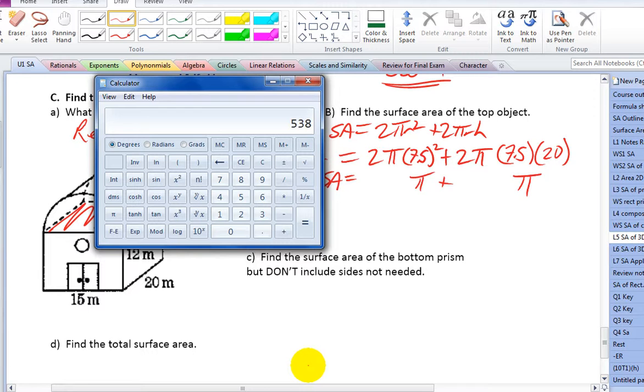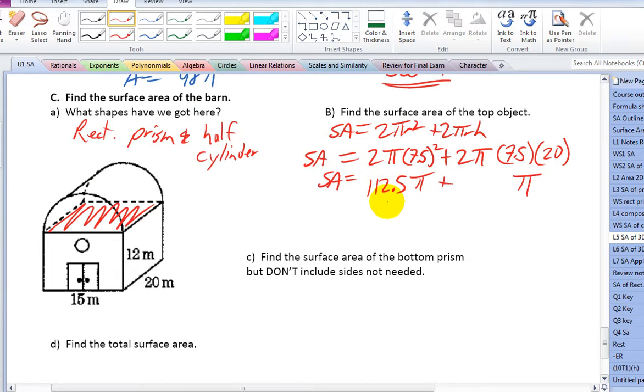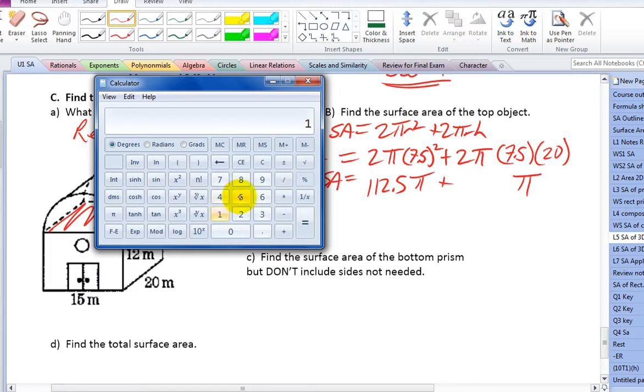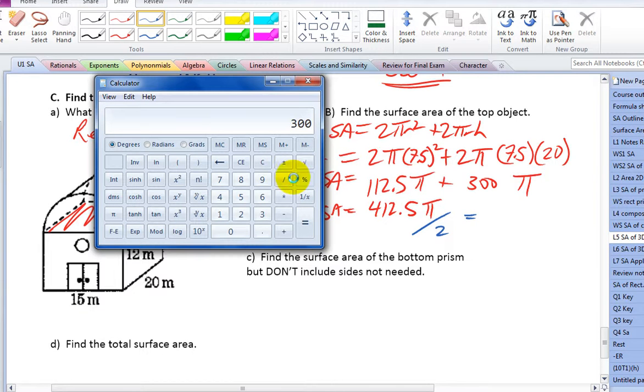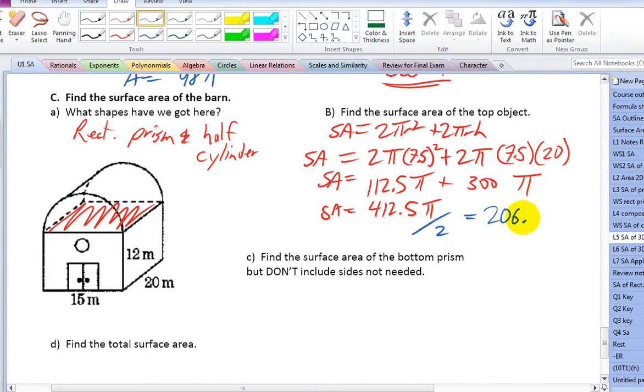So now you're going to use your calculator for sure. 7.5 squared times 2 is 112.5 on the back. 15 times 20 essentially is 300π. So total surface area is 412.5π. Then what do we have to do? Divide by 2. And we get 206.25 times π. Okay.